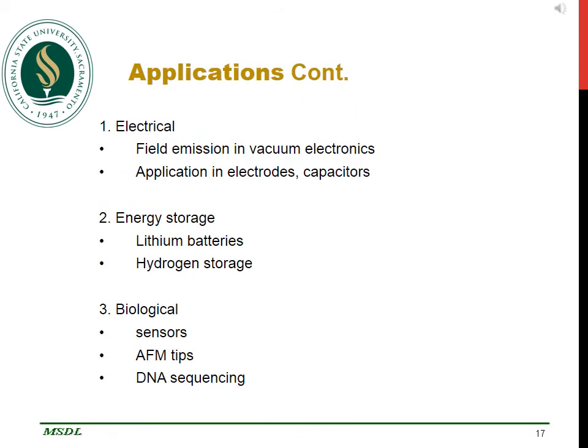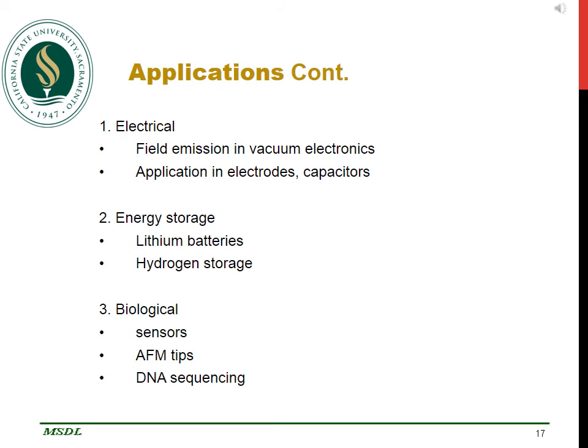Coming to the electrical applications of CNTs, they can be used in field emission in vacuum electronics and other applications in electrodes and capacitors. The field emission display uses an electron beam to produce images, which traditionally worked on cathode ray tubes, but recently the focus has shifted to carbon nanotubes. Coming to energy storage applications, they can be used in lithium batteries and hydrogen storage. In lithium batteries, nanotubes are used because of their highest reversible capacity of any carbon material known, and they have intrinsic characteristics desired in material used as electrodes in batteries and capacitors.